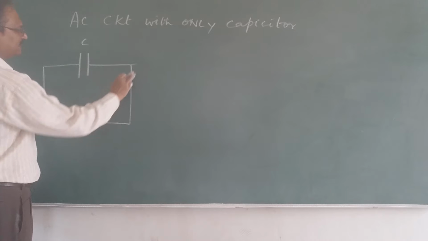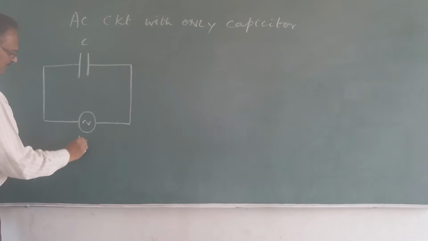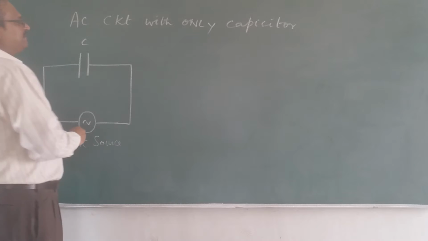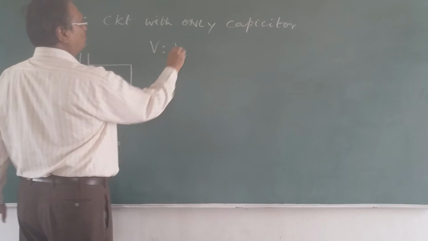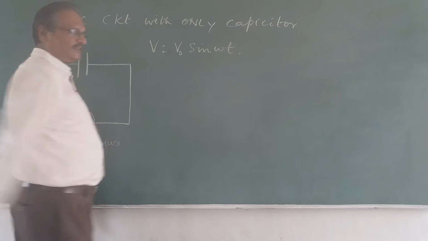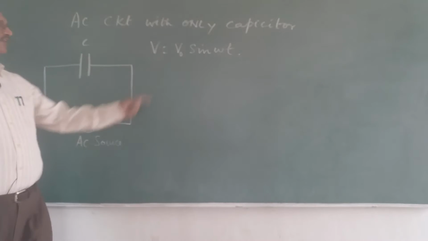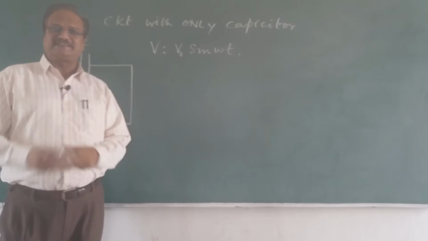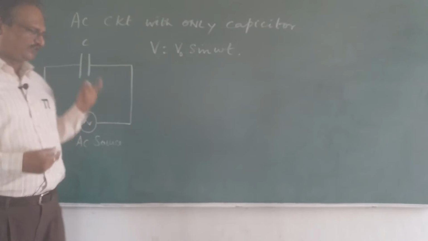And we know that the input AC source which we are giving is given by V is equal to V0 sine omega t. We know that very well, where V0 is the peak value of the voltage and omega is the angular frequency.